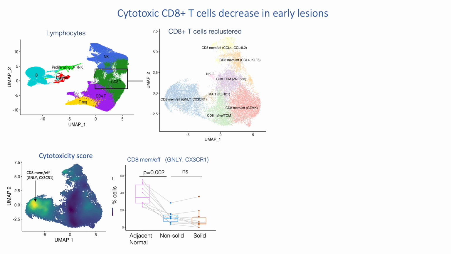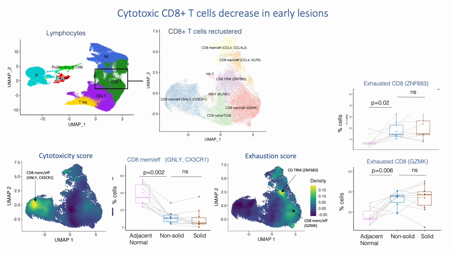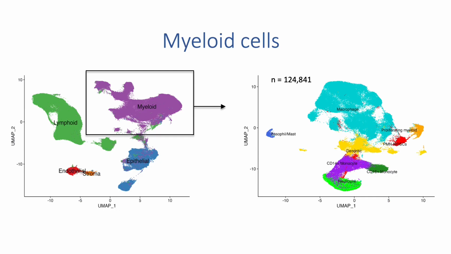An additional significant change was an increase in 2 clusters that exhibit high exhaustion scores. One of those clusters also expresses GZMK, but not other cytotoxic markers such as GZMB or PRF1, which may indicate a transition state of cytotoxic to exhausted cells that are elevated as the tumor progresses. In a similar manner to the lymphoid cells, we reclustered the myeloid cells and identified the major cell types, including macrophages, dendritic cells, monocytes, neutrophils, basophil mast cells, as well as the immunosuppressive PMN-MDSC cells.